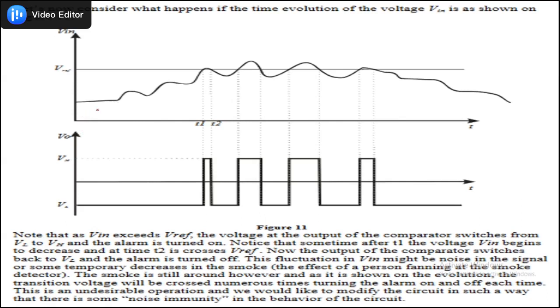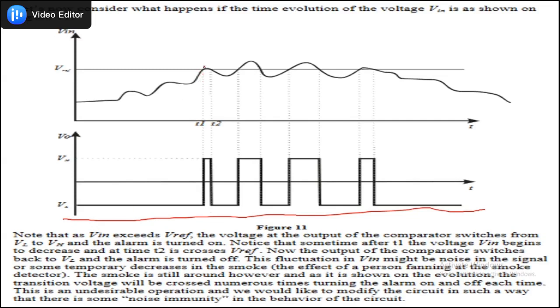Okay, so this is the time varying pattern of input voltage, and this is the reference voltage. So this is the comparator behavior. This particular curve is showing you the comparator behavior. So when you observe here, when this Vin is crossing Vref, there will come the state change.